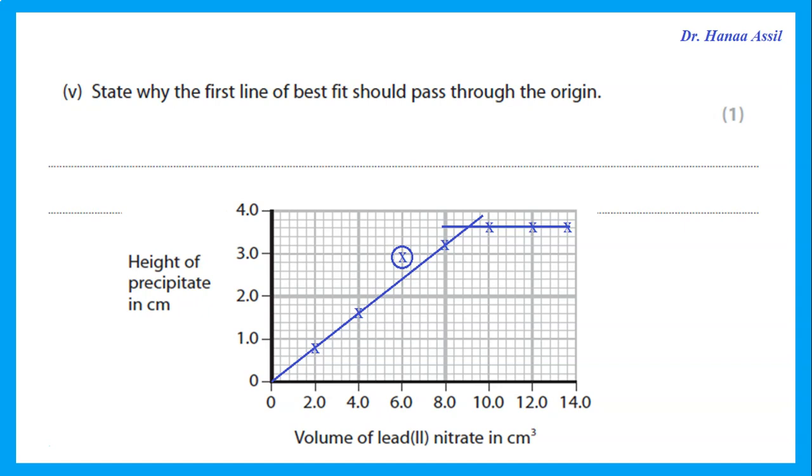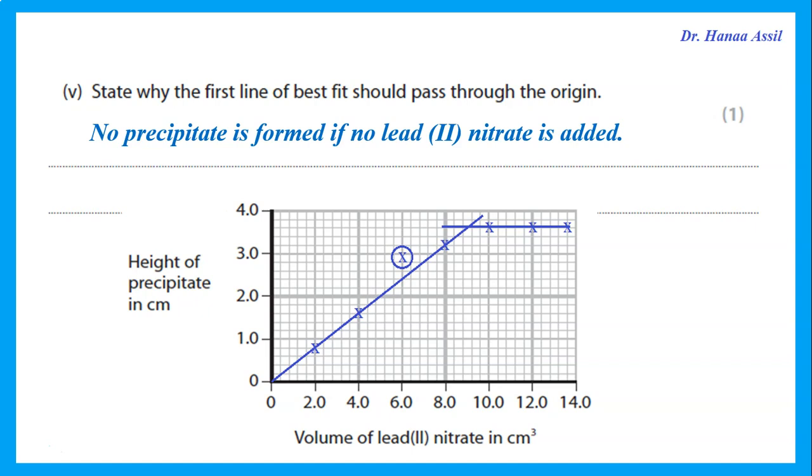State why the first line of best fit should pass through the origin. When we drew it and joined it, we joined it to 0. Why is it passing through the origin? Of course, if I don't have any lead nitrate added, then I will not have any precipitate. So a 0 volume of lead nitrate means no precipitate, so the point should go through the origin at 0 and 0.